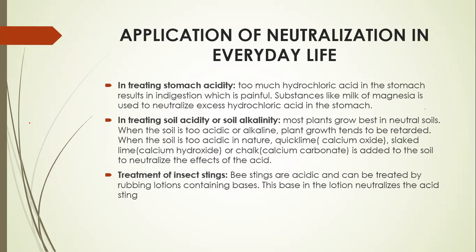Now, when the soil is too acidic in nature, quick lime, that is calcium oxide, a base, or slaked lime, that is calcium hydroxide, also a base, or chalk, calcium carbonate, also a base in the carbonate form, is added to the soil to neutralize the effect of the acid. When the soil is basic, we add acid to the soil to neutralize the activities of the base. Treatment of insect stings.